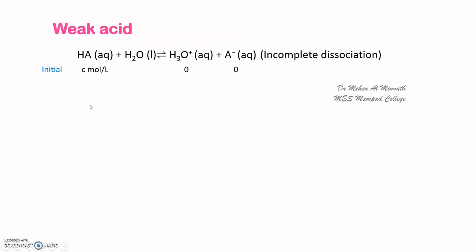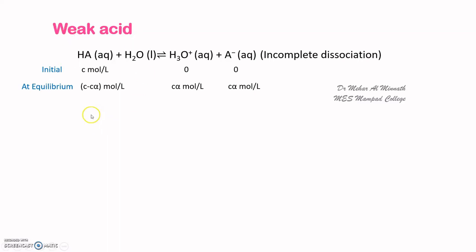At equilibrium, what happens? Some amount of acid would have ionized, and when equilibrium is reached, the concentration of HA will be C minus C alpha, and that of H3O plus will be C alpha and A minus will be C alpha, moles per liter. That means C alpha amount of HA would have ionized to form H3O plus and A minus. So the concentration of HA will be decreased to C minus C alpha.